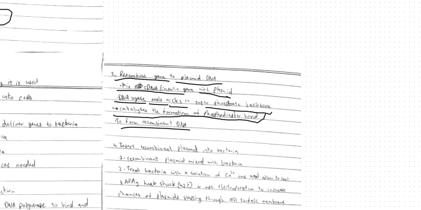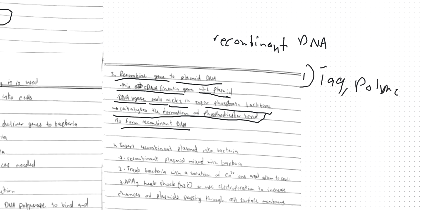So remember the enzymes that are needed for recombinant DNA technology. First of all, you need Taq polymerase. This is not specifically in recombinant DNA technology, but you need this for PCR. And remember, recombinant DNA technology always uses PCR because you need a lot of DNA to produce a lot of human insulin. So first, Taq polymerase.